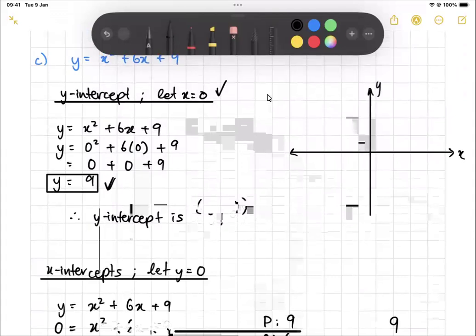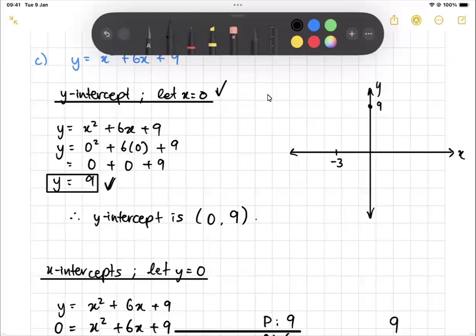There we go. My 9 is here. My negative 3, let's say, is right here. Making sure we are labeling where my negative numbers are, like negative 3 or positive 9, wherever it is. So I'll put a dot there.